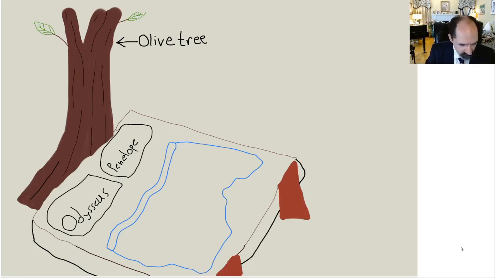Okay, anyways. Why am I showing this? Because their bed was built around an olive tree, and we're going to talk about olive oil. And I have some Greek friends, and they get mad if I say anything negative about olive oil. But anyways, here it goes.